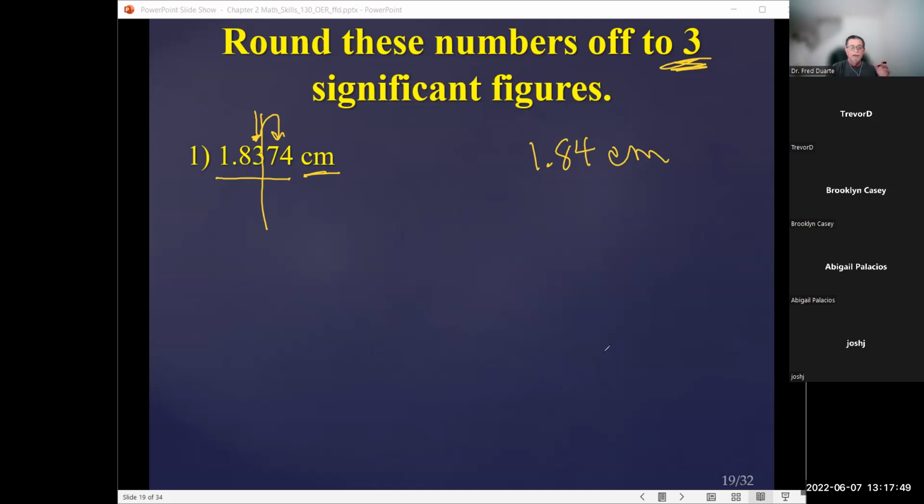Read the question carefully. Now, what's happened, and I'm trying to get that corrected, you'll see that here in a minute. Well, I'll wait to bring that up till we get to the adding and subtracting part. We're going to distinguish between multiplying and dividing versus adding and subtracting. All right. And so here we got three sig figs. So our answer would be 1.84 centimeters, which has three sig figs, or the question may have been rounded to two decimal places. All right, let me clear this up.